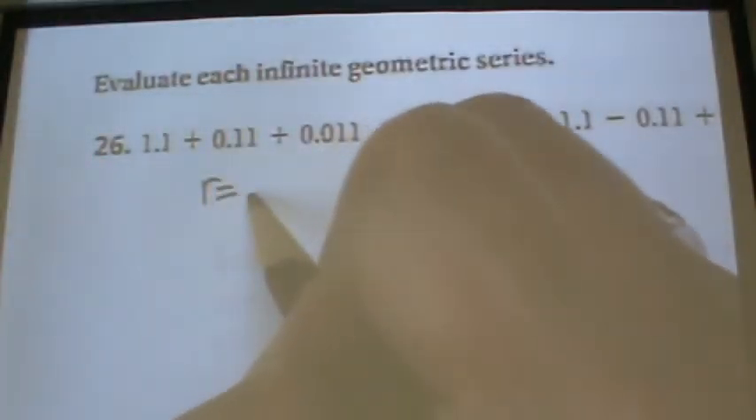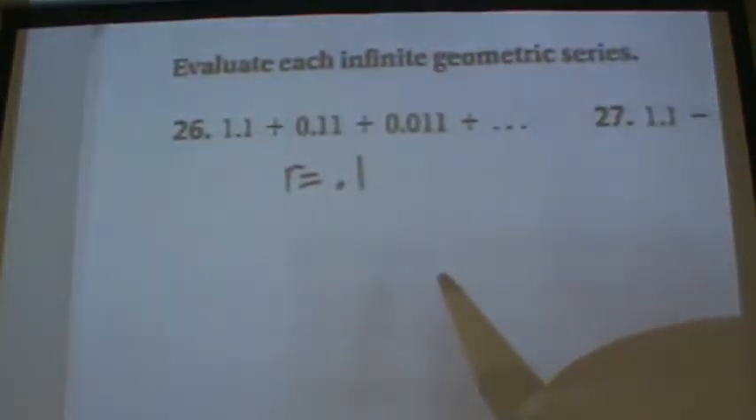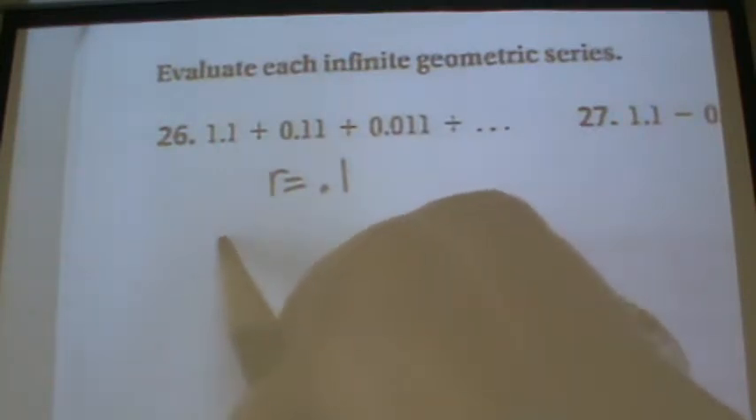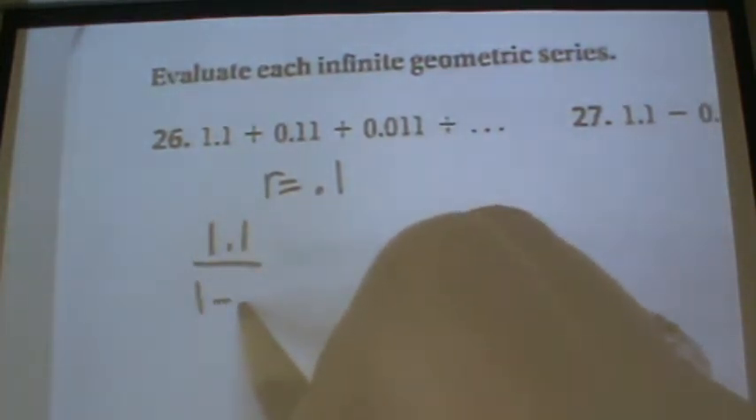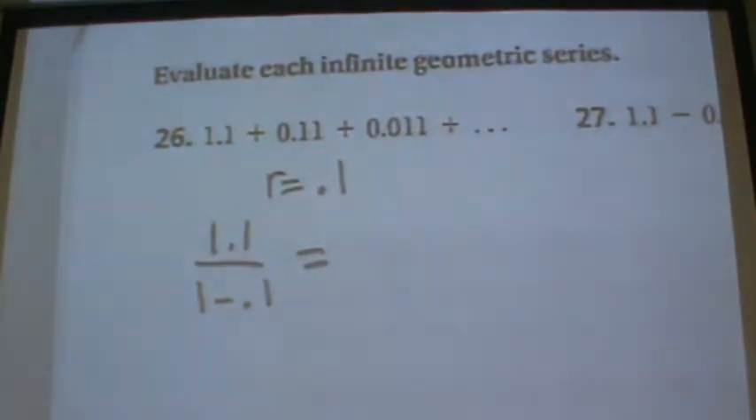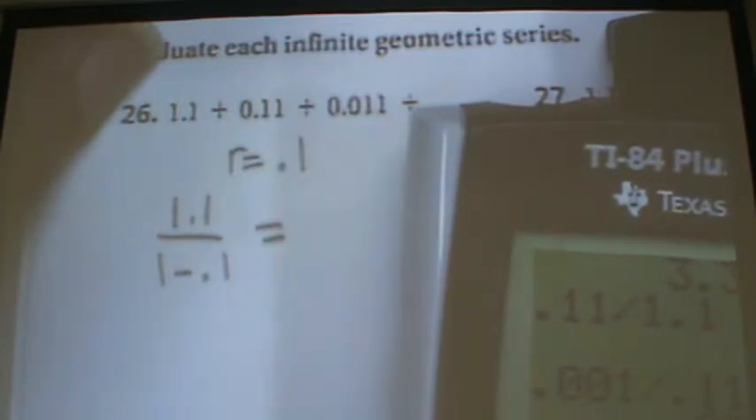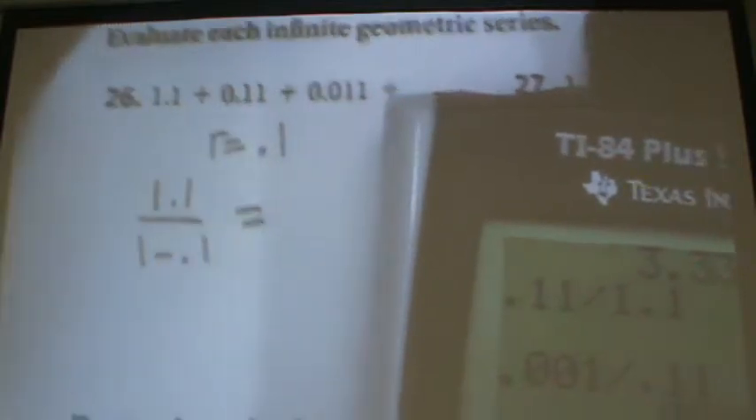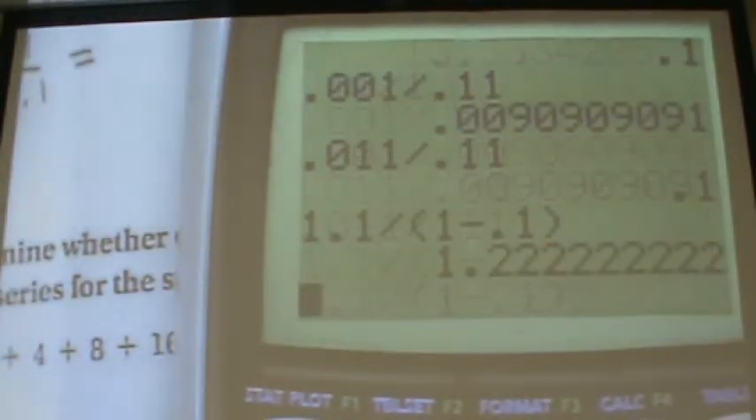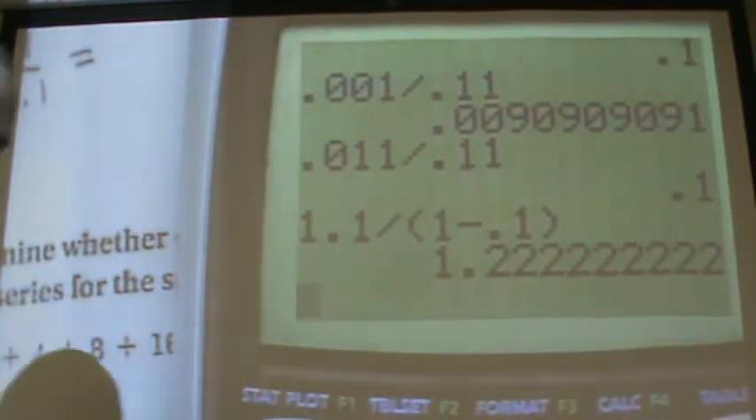So R is 0.1. So what is the sum? The first term over 1 minus R. So it's 1.1 divided by 1 minus 0.1. It's like a tongue twister. And that's your answer, 1.222.